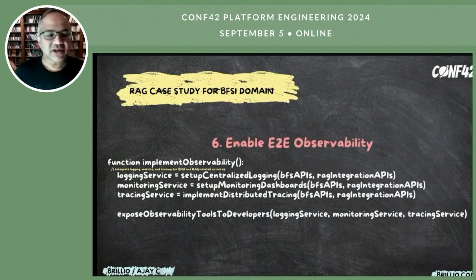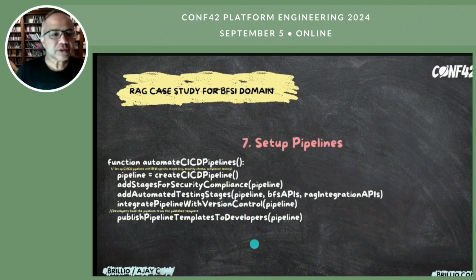Next one is, again, fairly straightforward. Think about it from your end-to-end observability. As you start setting up your observability, you need to think about your logging, your monitoring, your tracing, the metrics, activities, and all that. And once you have all of those things, expose those tools to the developers so that developers have access to it and can work with it.